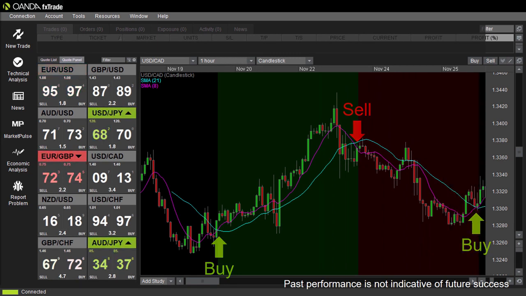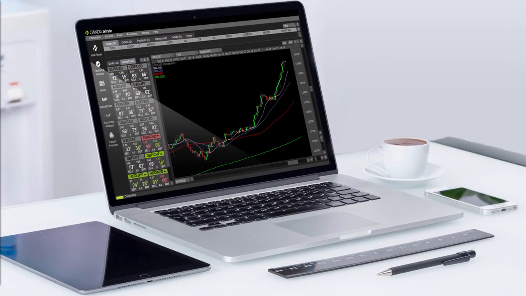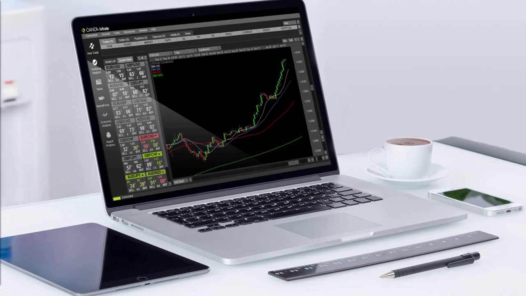Before implementing a strategy in your trading plan, you must fully understand the risks associated with trading the financial markets and always use a risk management plan. The moving average, a simple but effective tool used by traders the world over.